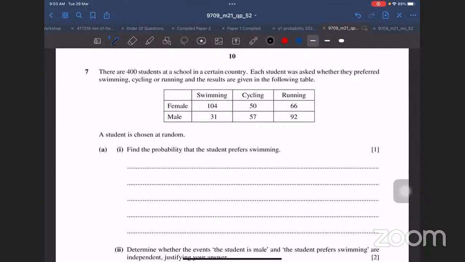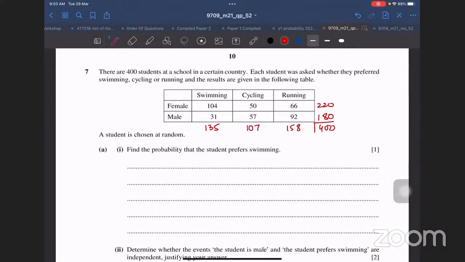I know from experience that whenever I have a table like this, it's wise to first calculate the totals because I'm probably going to need all of them. So I have 220 here. And I have 31, so that's 180 here. And that's 135 here. That's 107 here. And 66 plus 92 is 158. So I have a total of 400 in both cases.